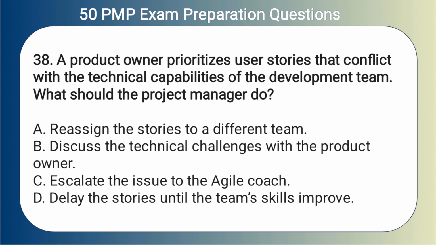38. A product owner prioritizes user stories that conflict with the technical capabilities of the development team. What should the project manager do? A. Reassign the stories to a different team. B. Discuss the technical challenges with the product owner. C. Escalate the issue to the Agile coach. D. Delay the stories until the team's skills improve.